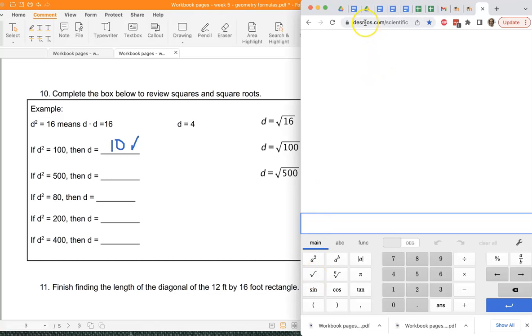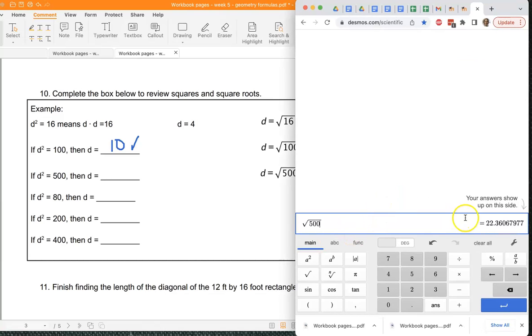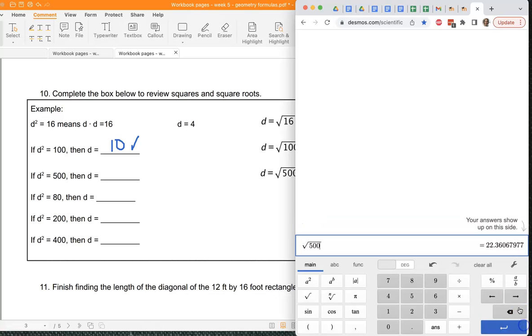So I've got my Desmos scientific calculator pulled up. If you've got a scientific calculator in your hand, often it's a toss-up whether you push the square root and then the 500, or do you push the 500 and then the square root button. So play with your calculator to see what it wants you to do. The correct answer should be 22.36.